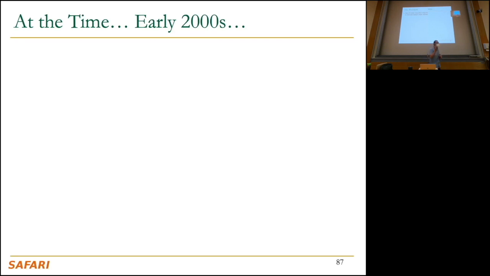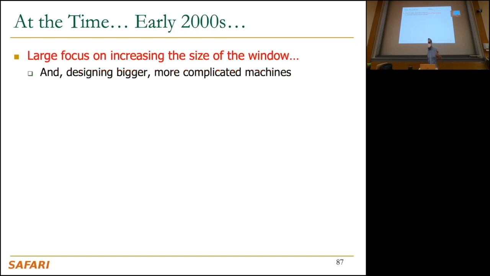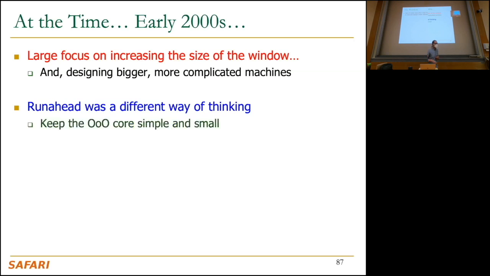So what was the world like at the time we were developing these ideas? This was early 2000s. I was a budding graduate school student. There was a huge focus on increasing the size of the instruction window. How do we increase the size of the instruction window? There are many papers written about it, and designing bigger, more complicated machines. It's happening, but basically, run-ahead introduced a different way of thinking about it. Basically, it questioned that. It basically said, instead of designing huge machines, let's keep the core very simple and efficient.